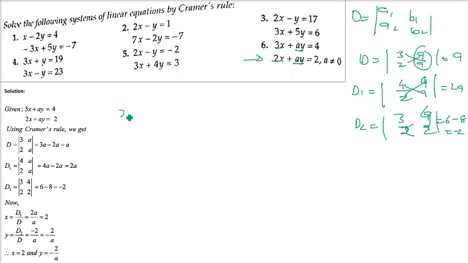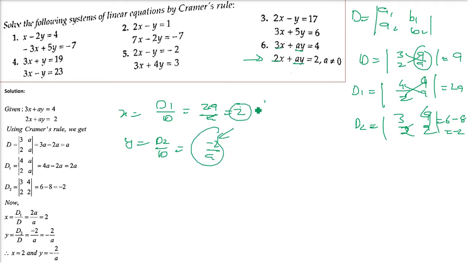So X will be equal to D1 by D. So 2A by A is 2. Y will be D2 by D. D2 is negative 2. How do you get negative 2? Negative 2 by A, because 6 minus 8 is negative 2. You get this value, minus 2 for Y.